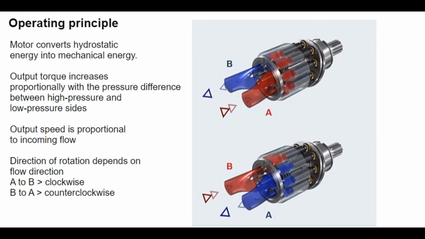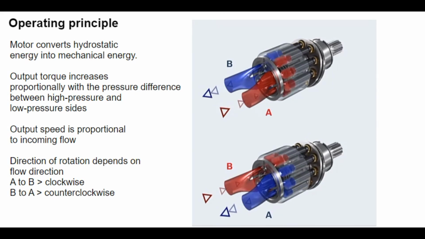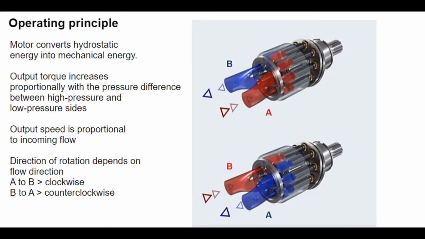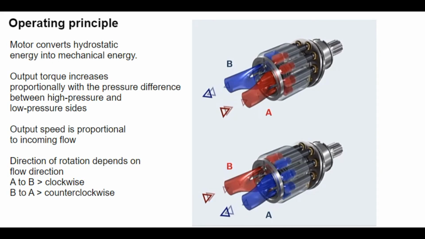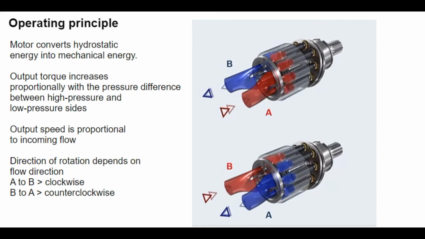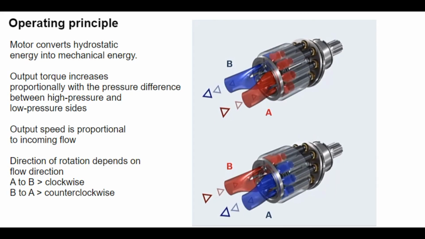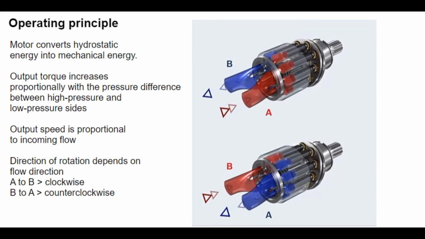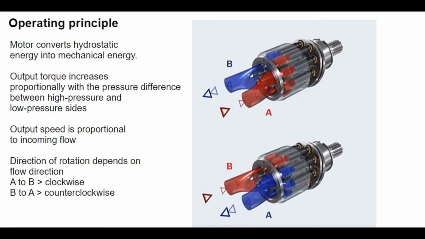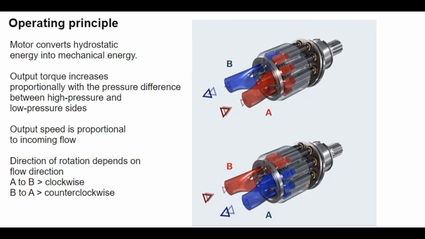Output torque increases proportionally with the pressure difference between the high pressure and low pressure sides. The output speed is proportional to the inward flow and inversely proportional to the displacement of the hydraulic motor. If hydraulic fluid is supplied from the A side, left, the motor rotates clockwise. If it is supplied from the B side, right, the motor rotates counterclockwise.